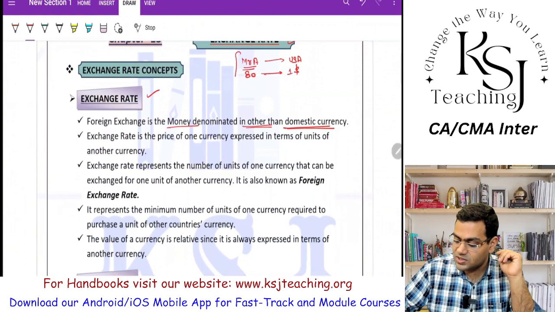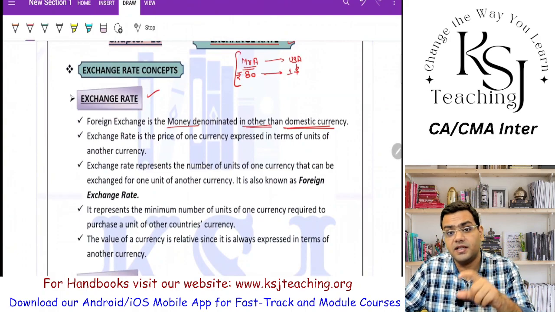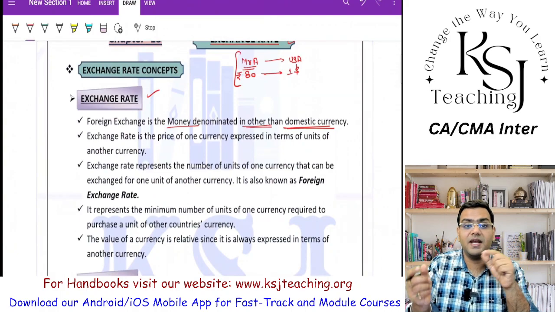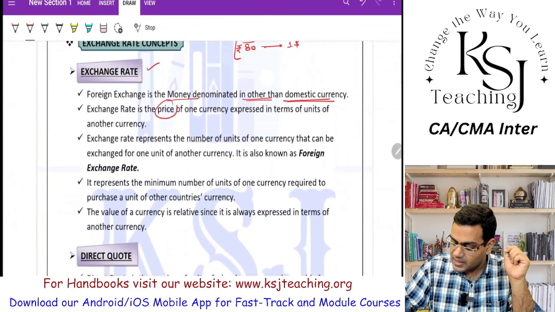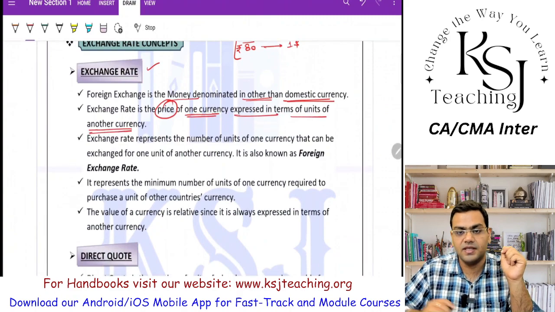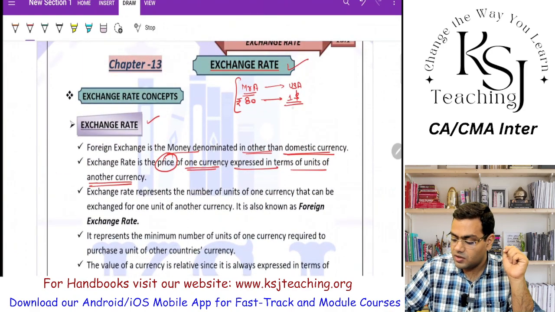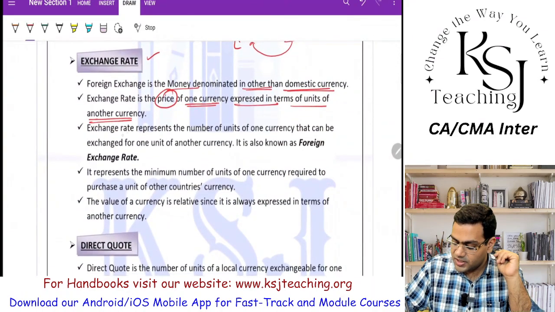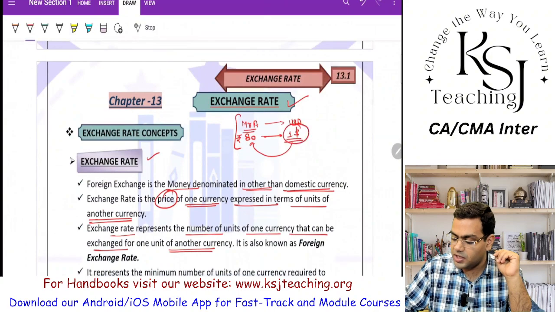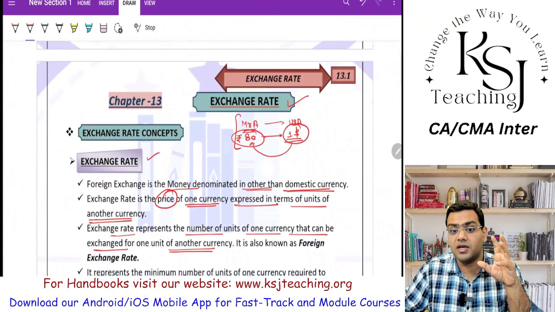So the exchange rate is when the value of one currency is denominated in the value of another currency. That is when we can exchange the goods in another currency, right? So exchange rate is the price of one currency expressed in terms of number of units of another currency. For $1, what is the price that you will have to pay? 80 rupees. Right? Exchange rate represents the number of units of one currency that can be exchanged for 1 unit of another currency. For 1 unit of US dollar, how many rupees will you be requiring? 80 rupees, right?